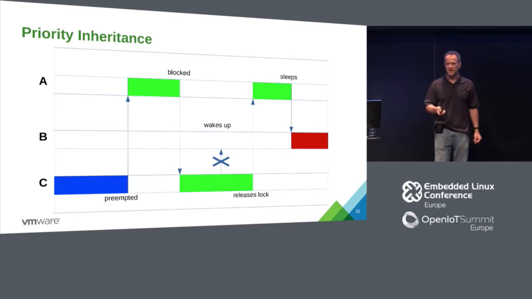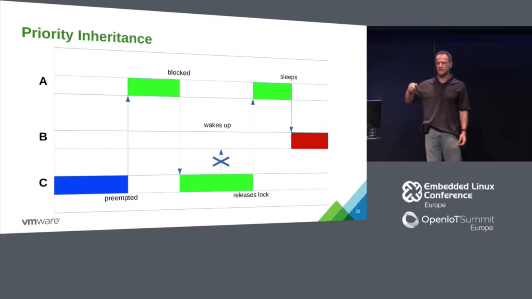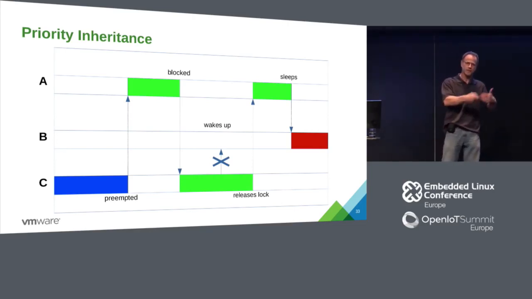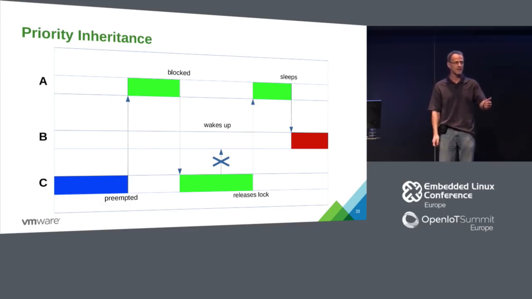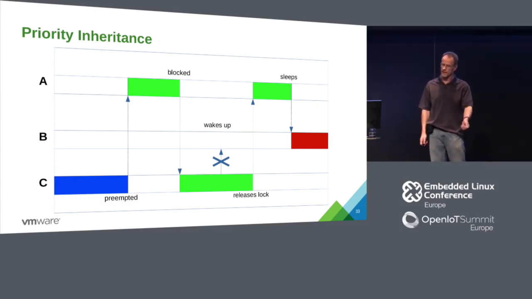What happened? So once A runs and blocks, C inherits the priority of A, so it runs. So when B wants to run, it can't. So it has to wait. So C releases the lock, loses its priority, A runs, it sleeps, B can now run normally.